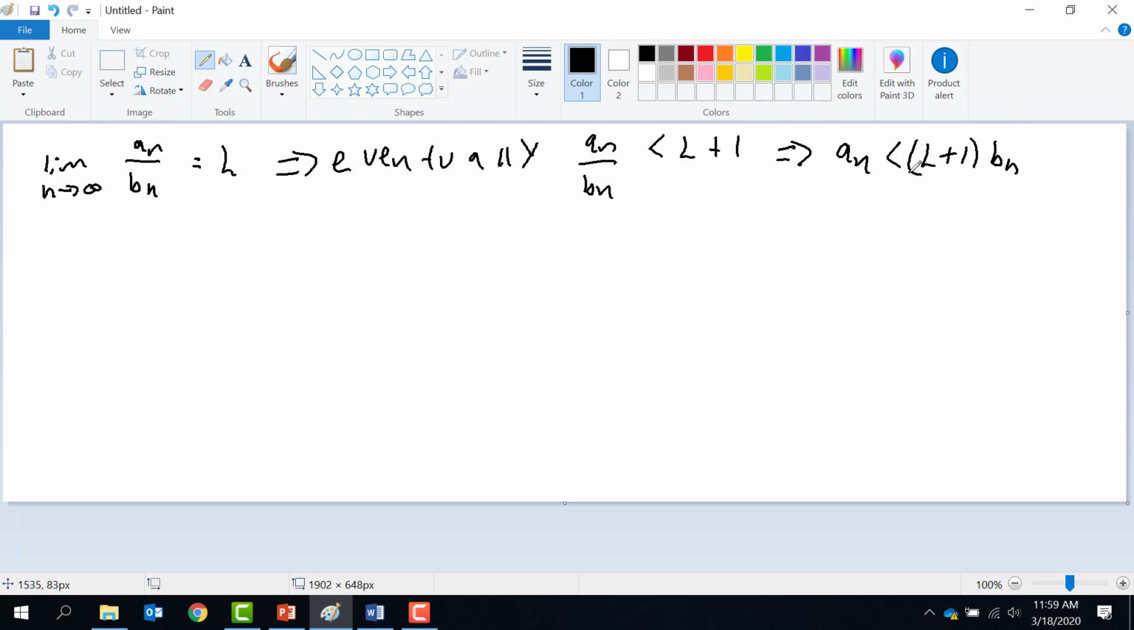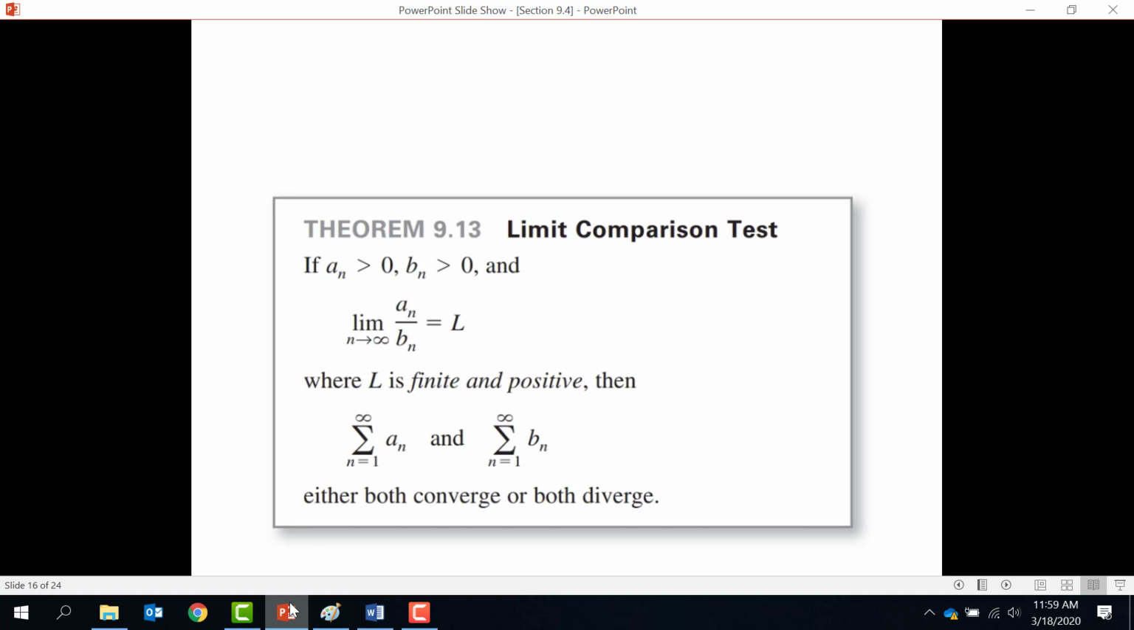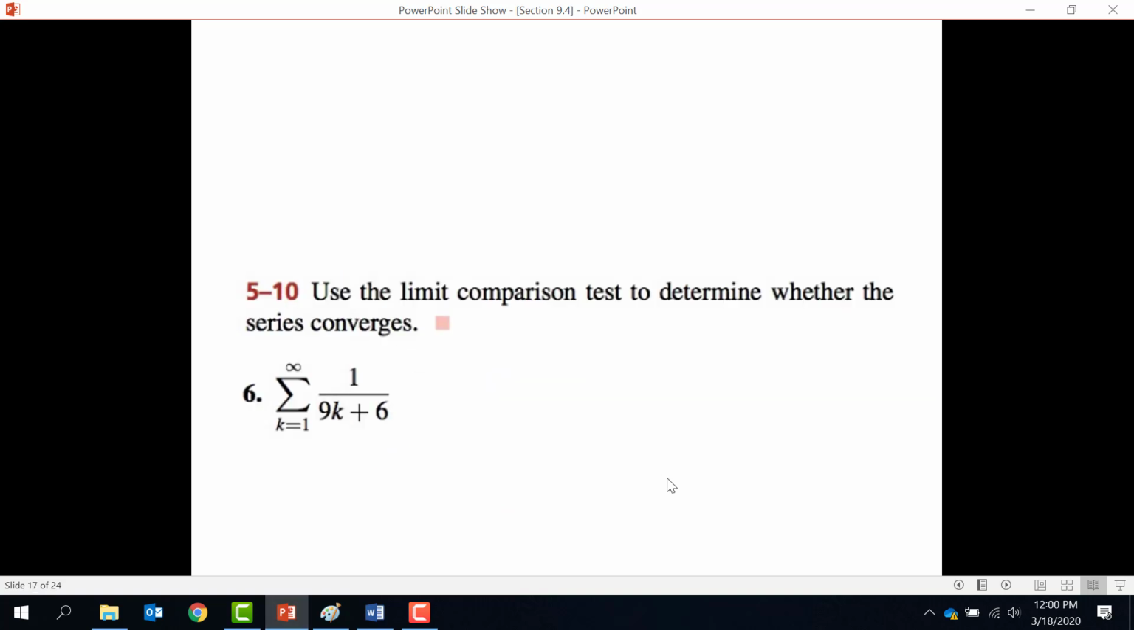If a sub n diverges, then we could divide both sides by L plus 1. Then a sub n over L plus 1 will also diverge. And then b sub n is bigger than that, so then that will diverge. And so that's basically the gist of the proof of that. We're not going to get any more rigorous than that. But that's our proof. Okay, so use the limit comparison test to determine whether the series converges.